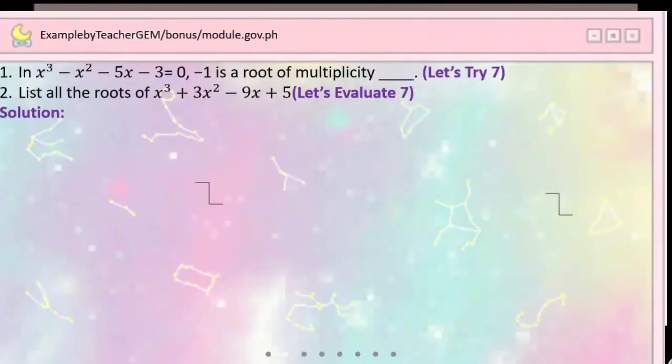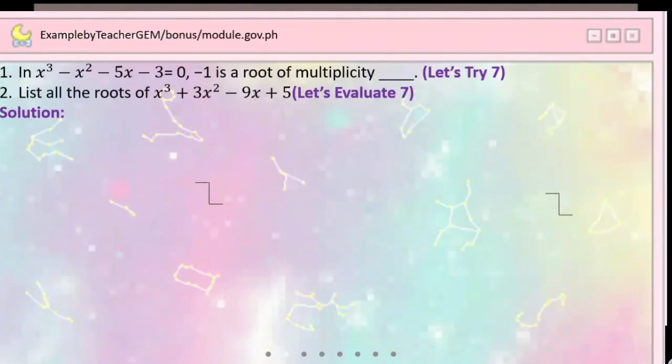Example natin, let's try number 7. Ayan, let's try number 7 natin. Sabi dito, page number 1, mabilis na lang tayo. In x raised to 3 minus x raised to 2 minus 5x minus 3 is equal to 0.